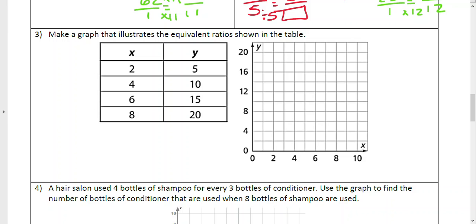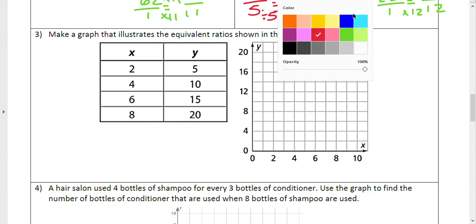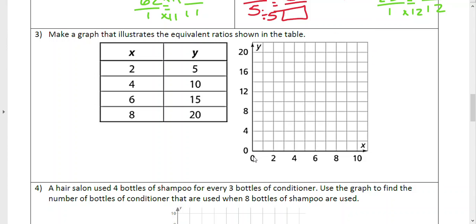So all you're doing is plotting these points. So remember you have to work in x and y. So I'm going to go over to 2 and then up to 5. So 5 would be around in here somewhere because this would be 6. And this one would be 10, 14, 16, 18. And this one would be 2.